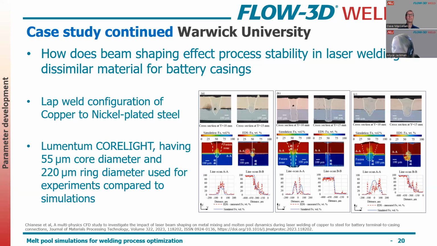The experiment is on the right-hand side in each of these images. This is actually an EDS element mapping. So they're looking at the concentration of the materials. And then on the left-hand side, you can see in the simulation, we are also comparing the concentration. So there's not only good agreement in terms of the joint profile, but also of the concentrations of the various materials in the joint.